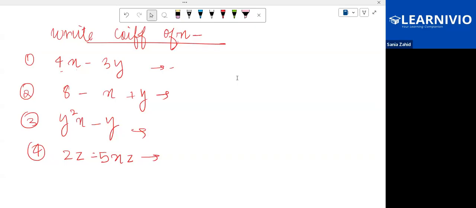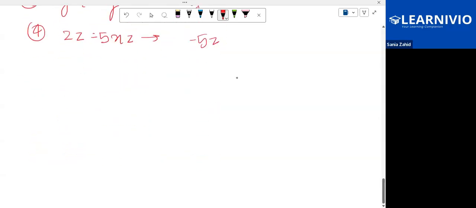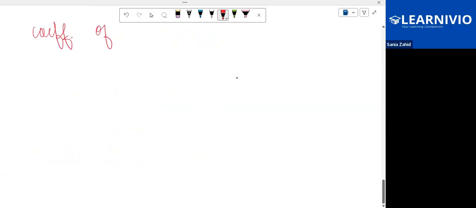Next, then -5. -5z. Okay. So here it is 4, then it is -1, then it is y square, and then it is -5z. Right. Now over here, in these expressions, you have to write the coefficient of y.